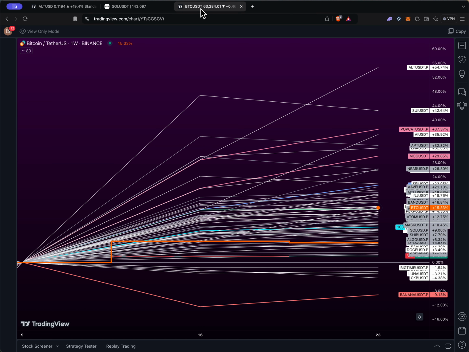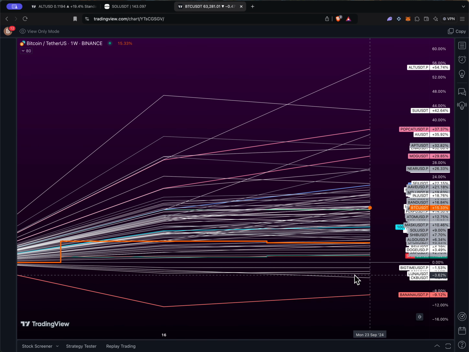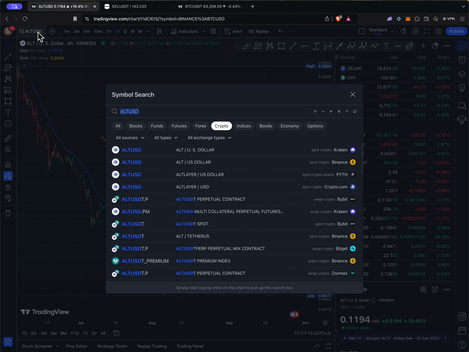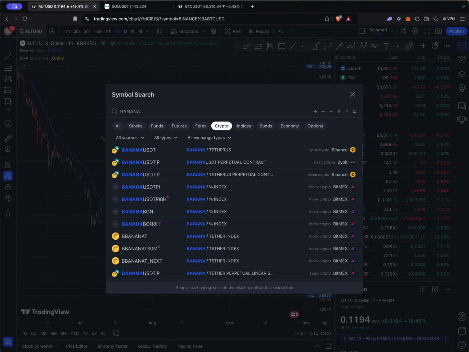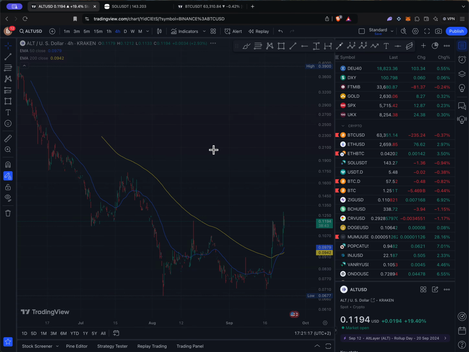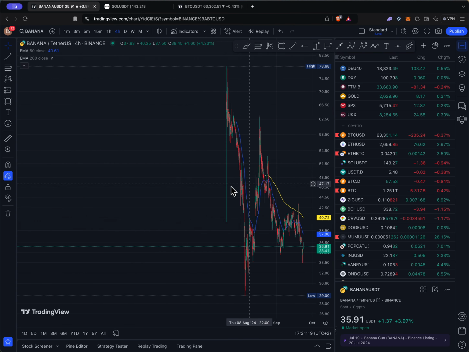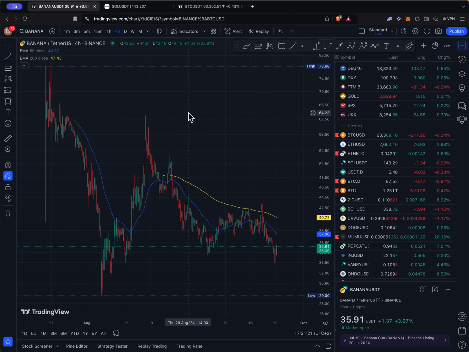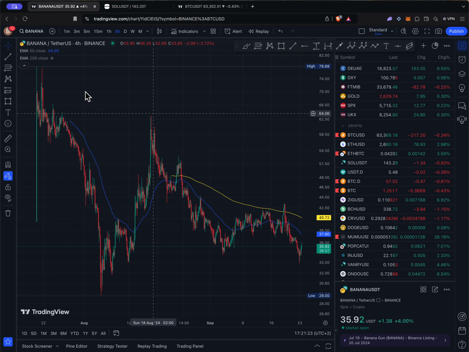On the opposite case, we have Banana, that right now in the past week has been a bit underperforming the market. Banana USDT, and with the same logic, we can go and seek here for liquidity zones.